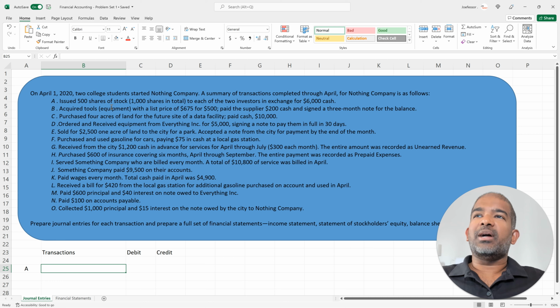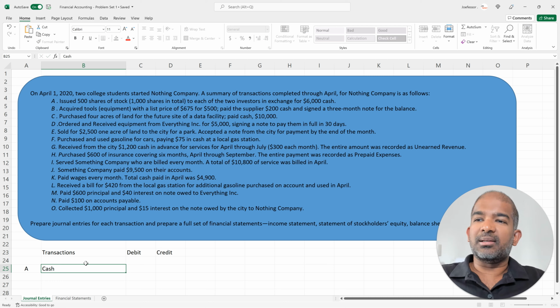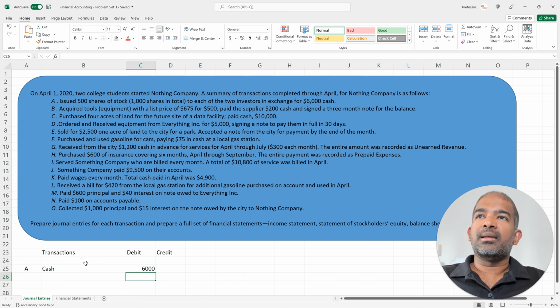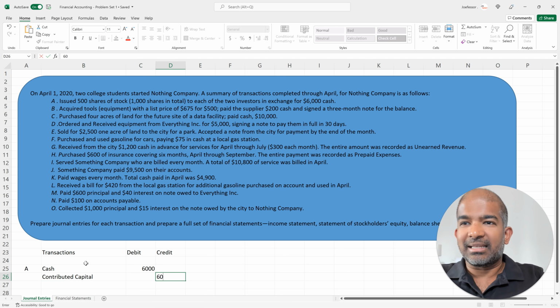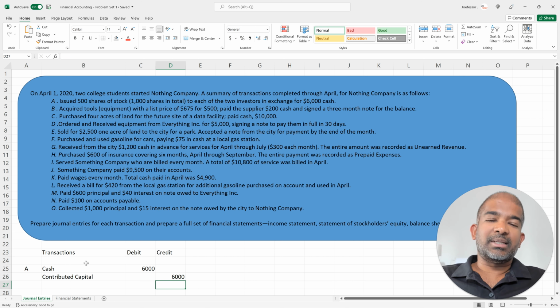The firm issued 500 shares of stock, 1,000 shares in total, to each of the two investors in exchange for $6,000 of cash. So the cash account is going to be debited, because cash is an asset which goes up or increases, and hence it's being debited by $6,000. On the other side, contributed capital, which is the original stockholders' equity, is the account which is going to be credited, because it's a stockholders' equity account, as it goes up, it's being credited.